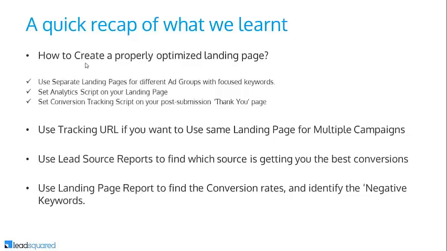I discussed how to create a properly optimized landing page for your AdWord campaigns. For this, you have to use separate landing pages for different ad groups with focused keywords. You should always set the analytics script on your landing page. You should always set the conversion tracking script on your post-submission thank you page. And you should use a tracking URL in case you want to use the same landing page for multiple campaigns. You should use lead source reports to find out which source is getting you the best conversion. You should use the landing page report to find the conversion rates and identify the negative keywords, so that you can get the best out of your AdWord campaigns. With that, I'll stop and we'll take some more questions now.